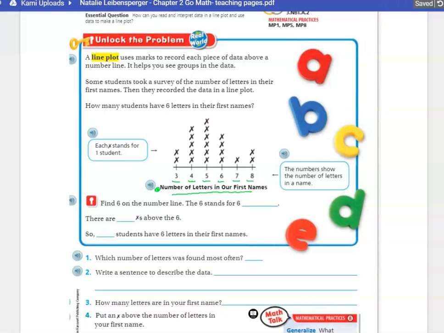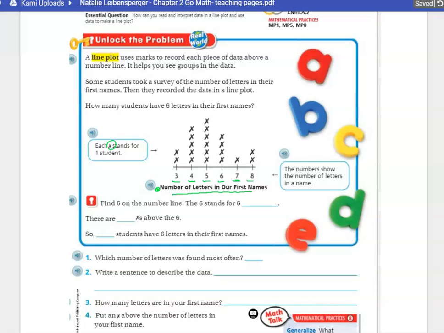So for example, my first name is Natalie. So I have 7 letters in my name. And so for me, I would place an X on the line plot to represent my name. Think about how many letters your name has. Where would you place that on the line plot?